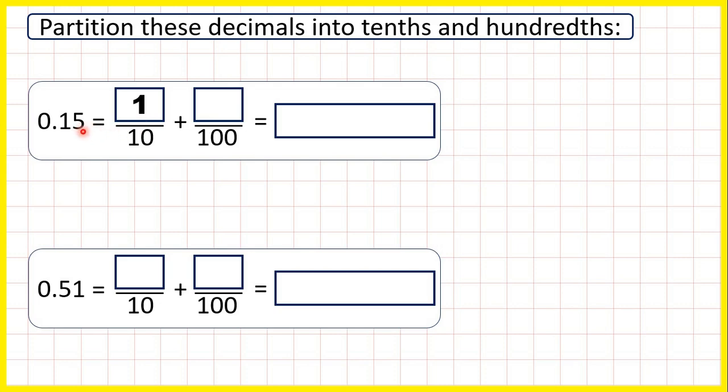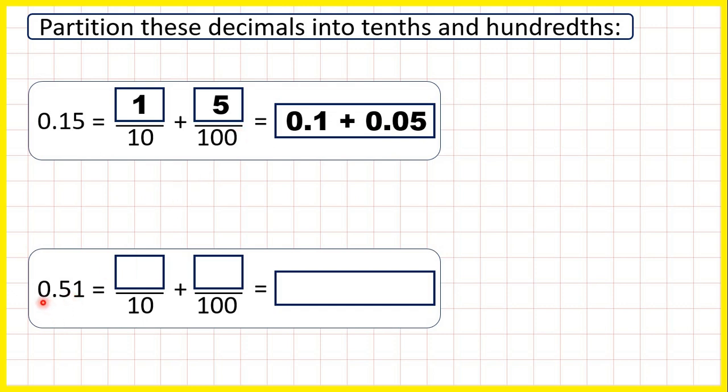And then the second digit after the decimal point tells us how many hundredths, so that's 5/100ths. We could also show the partition in decimal form. 1/10 is 0.1 because the first digit after the decimal point is the tenths digit, and 5/100ths can be written as 0.05 because the second digit after the decimal point tells us how many hundredths we have.